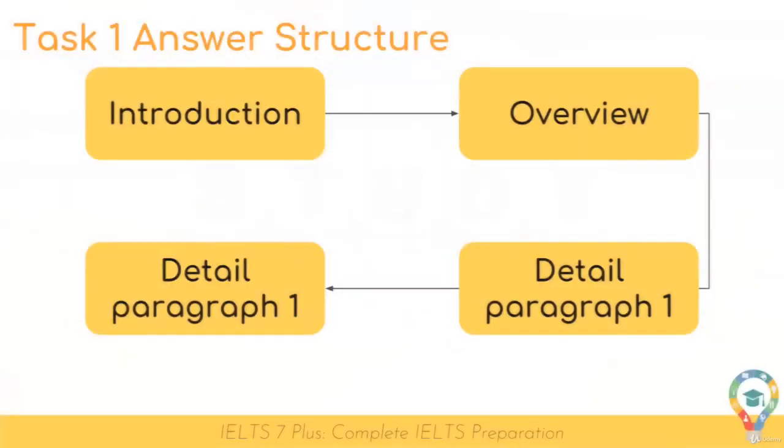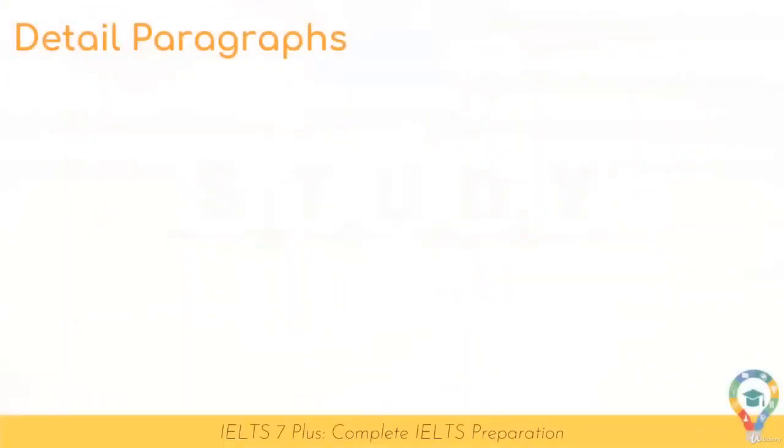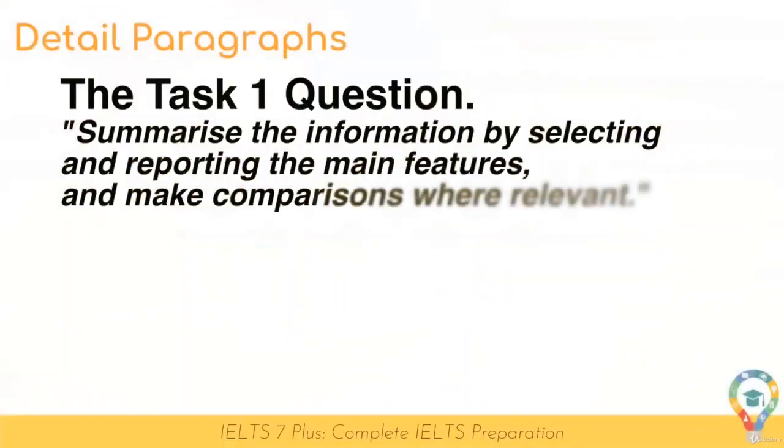Here is a quick review of the 4-step report structure. We've completed our introduction and we've just looked at how to make an overview. Now it's time to take a look at what is in a detailed paragraph and how we can write one. I'd quickly like to return to the Task 1 question, which will remain the same every time. Summarize the information by selecting and reporting the main features and make comparisons where relevant.